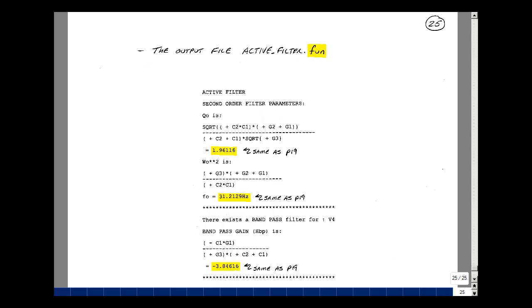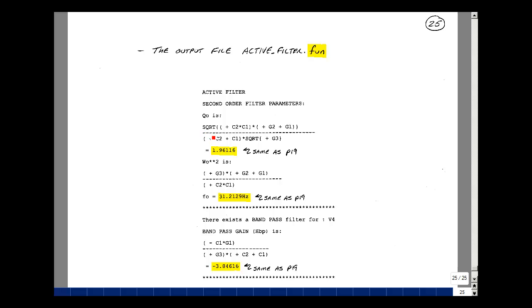We also asked the program to identify filter functions, and so our active_filter.fun file is shown below. And again, I open this in a word processor. It gives me the title of my input file in the first line, and then it tells me what second order parameters it was able to identify. Now in the denominator of our transfer function, we have an omega naught and a Q naught, and it actually found that symbolically. And then it also evaluated it with our numerical values of our R's and C's.